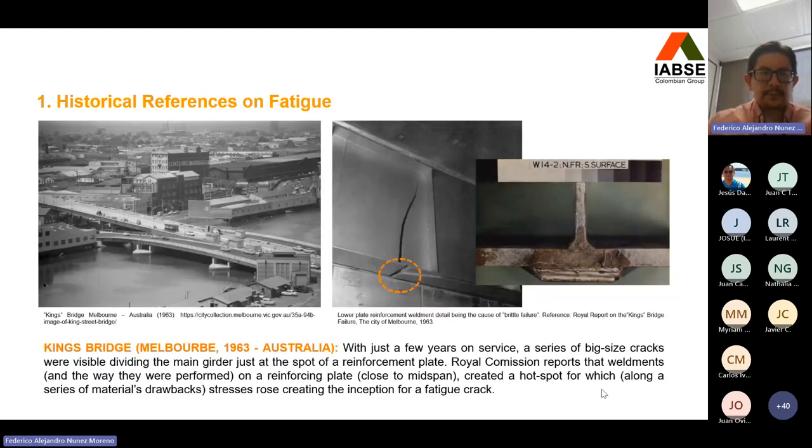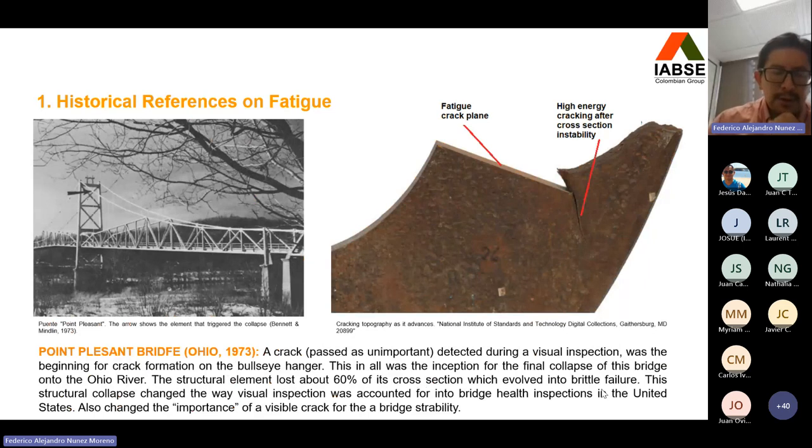Esto pasó en Australia en 1963: el puente de los Reyes tuvo un año de apertura y al cabo del año se presentó esa fisura que ustedes están viendo, es una cosa increíble. Un poquito más luego, en Ohio, en 1973, el Point Pleasant termina fallando. Y una de las cosas más importantes que uno observa es esta falla tan plana.